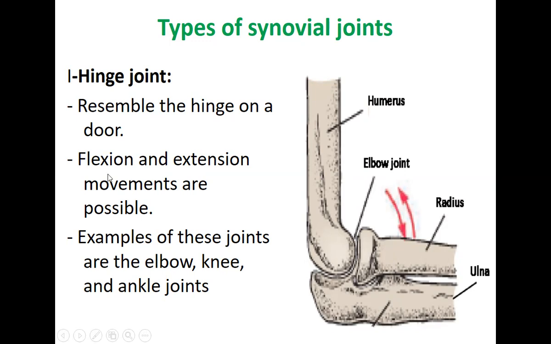There are only two movements taking place: flexion and extension. Flexion and extension movements are possible. Examples for these joints are the elbow joint, the knee joint, and the ankle joint. This is the elbow joint. These are the examples for the hinge type of joint: elbow joint, knee joint, and ankle joint.